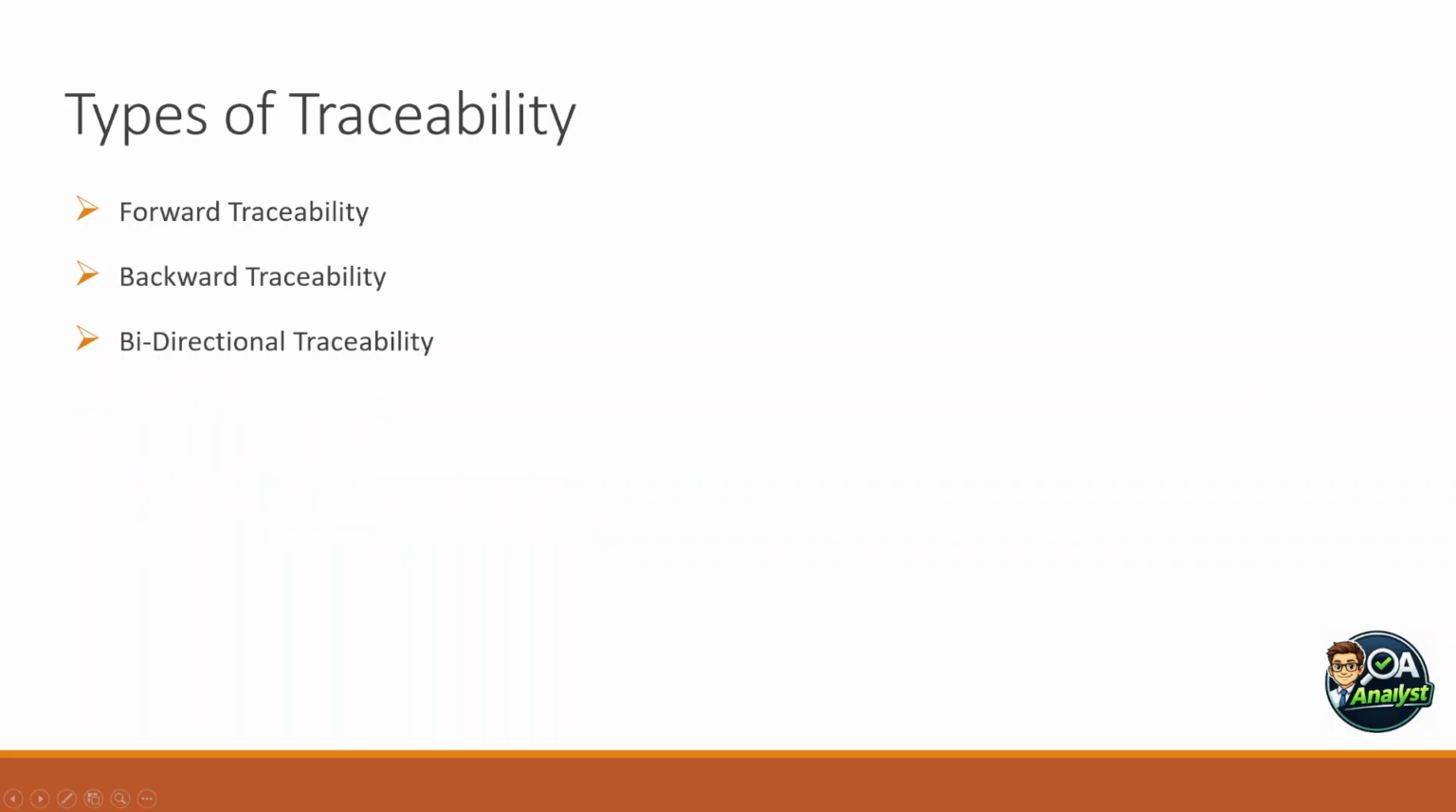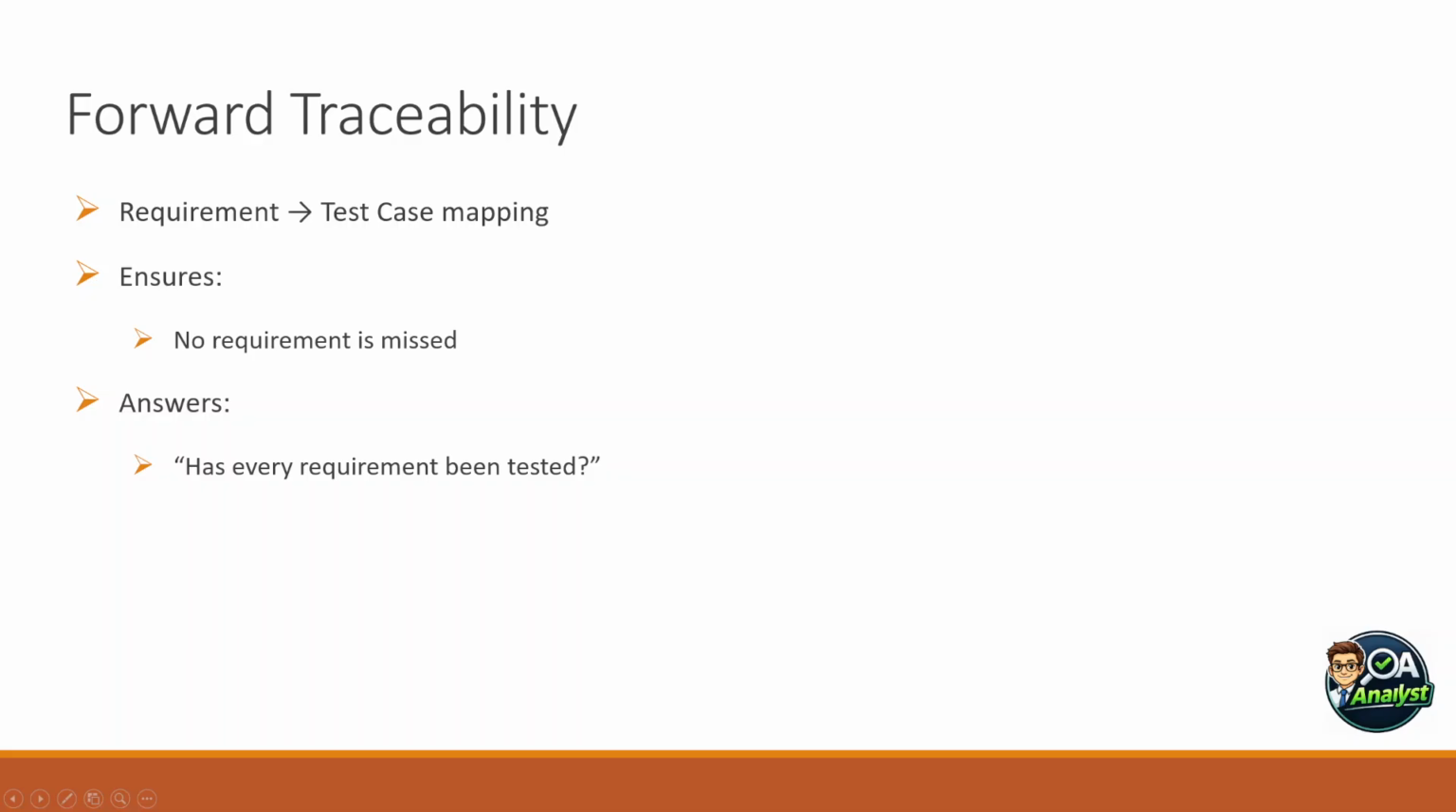So now there are mainly three types of traceability. First is forward traceability, then backward traceability, and the third is bi-directional traceability. Now let us understand each one slowly. So forward traceability is the first type, which means tracing requirements to test cases. So it answers the question, has each requirement been tested? For example, every requirement ID is mapped to the test case ID. This ensures no requirement is left untested. So forward traceability is the most common form used by testers.